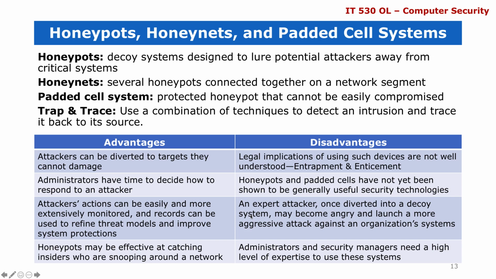In addition to IDPS, we have honeypots, honeynets, and padded cell systems. Honeypots are decoy systems designed to lure potential attackers away from a critical system. In this type of implementation, you have your critical systems protected by a firewall. They are internal, so one needs to be on the internal network to have access. Then you have the DMZ, which is the public side, where you put a website meant for the public.